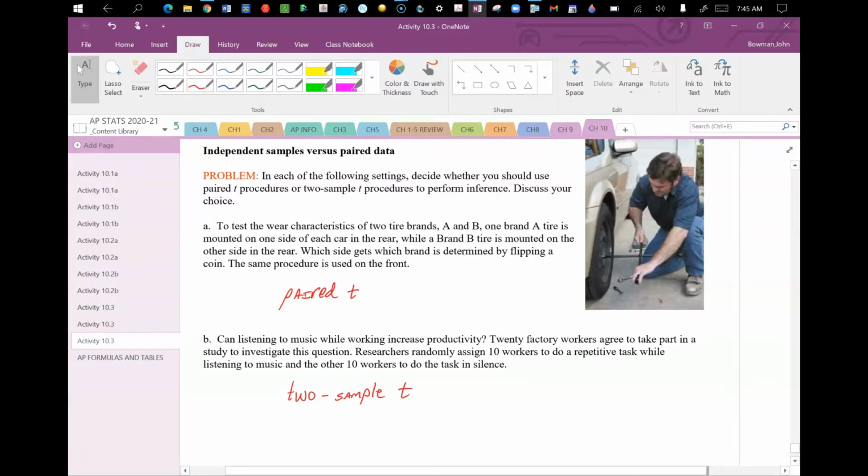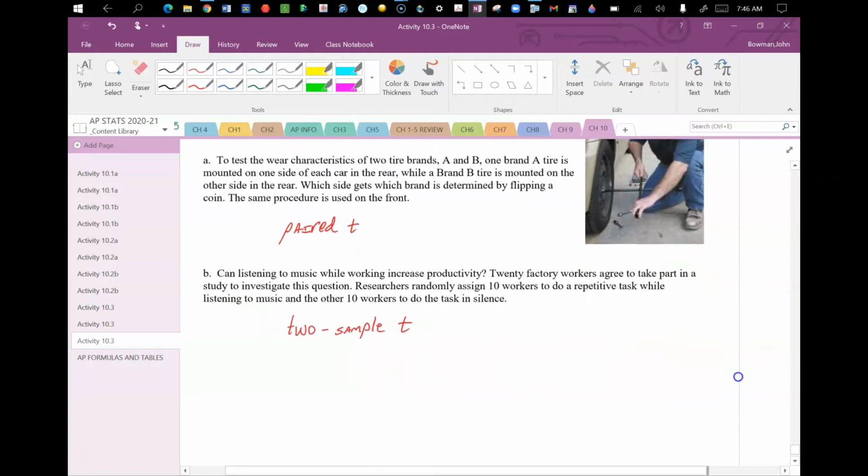To test the wear characteristic of 2 tire brands, A and B, one brand A tire is mounted on one side of each car in the rear, while brand B tire is mounted on the other side in the rear. Which side gets which brand is determined by flipping a coin. The same procedure is used on the front. This is clearly a paired T procedure because we're taking the measurement from tires mounted on the same car, and that's the pairing.